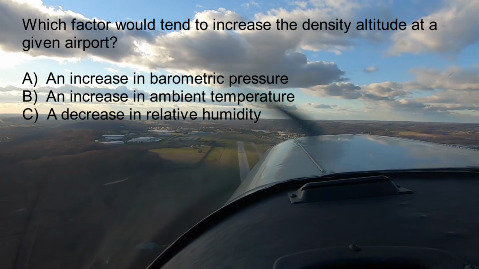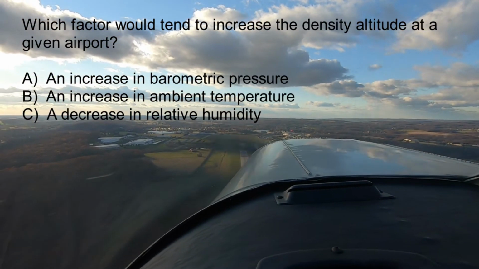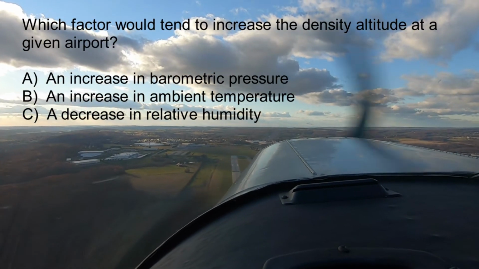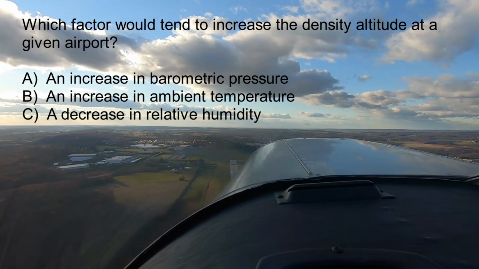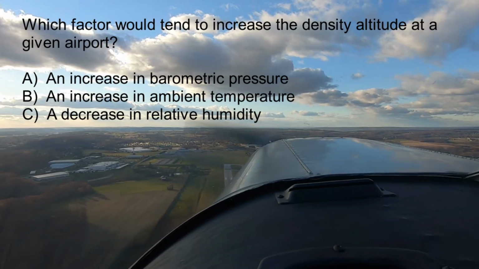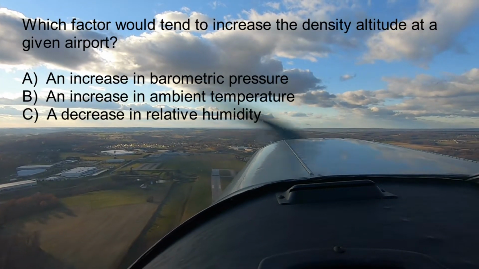B, an increase in ambient temperature. Or C, a decrease in relative humidity. Okay, so the answer is B, an increase in ambient temperature. As air temperature increases, remember the air becomes less dense, so density altitude would increase. For the other two answers, increasing the barometric pressure and decreasing the relative humidity both would have the effect of lowering density altitude.